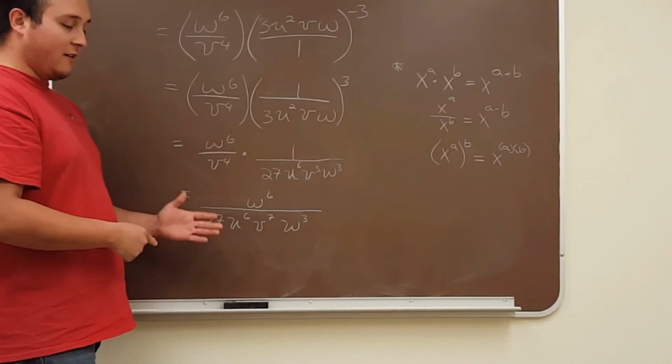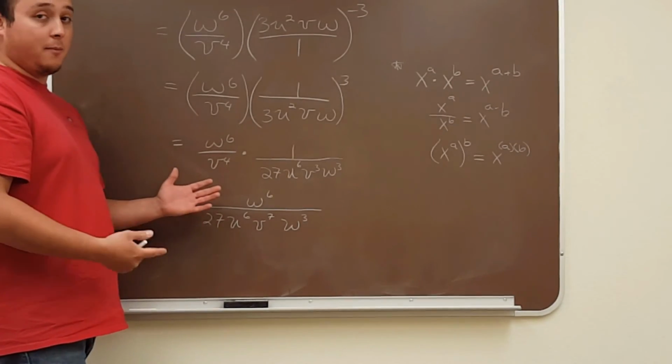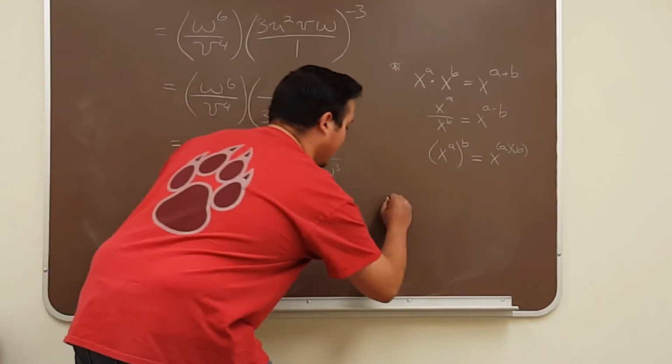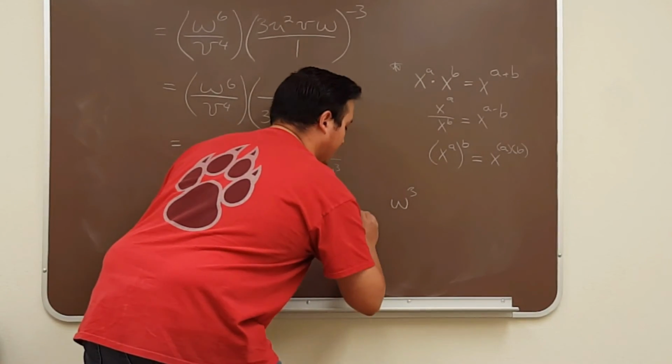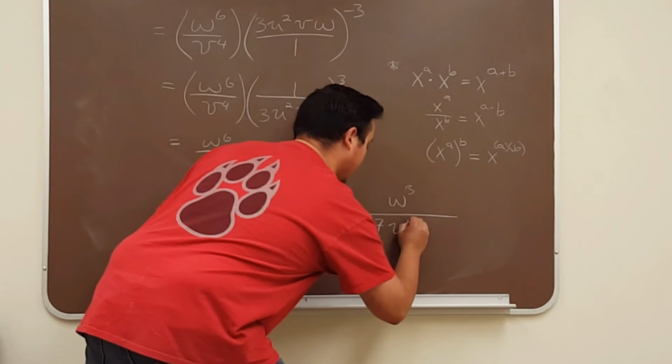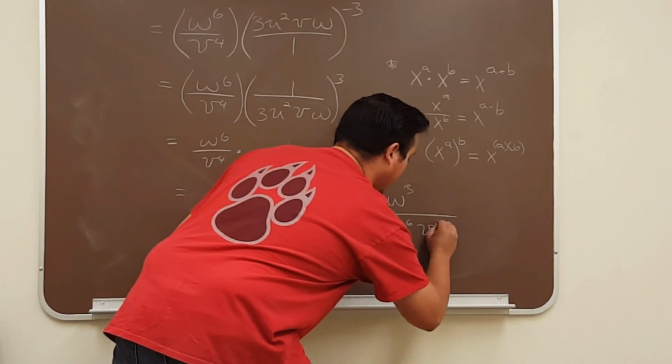So in this case, where do you have more w's? On the top. How many more? 3 more. So your final answer is going to be w to the 3rd on the top, 27 u to the 6th, v to the 7th.